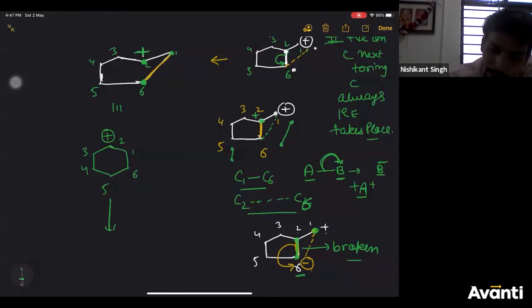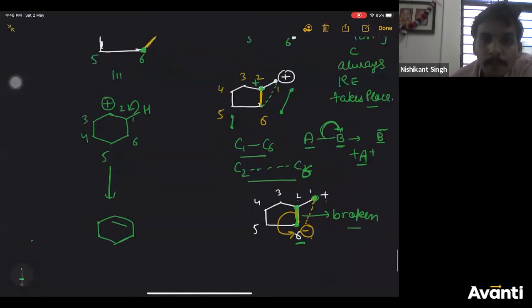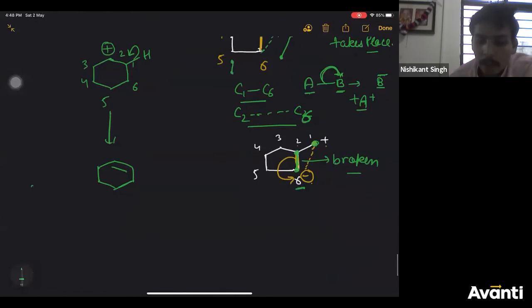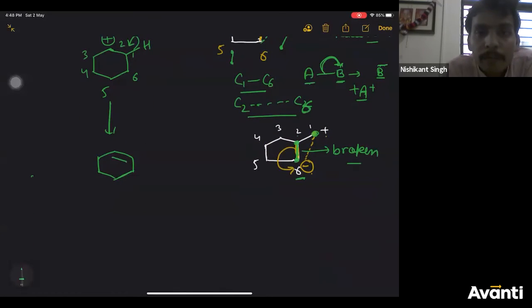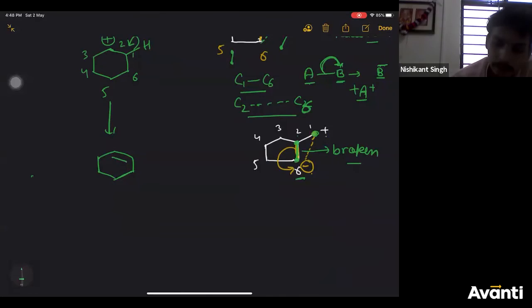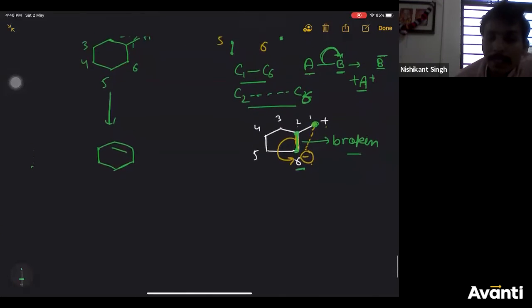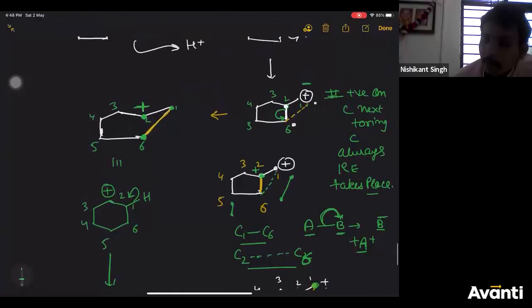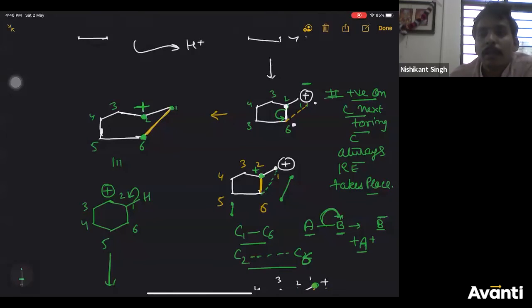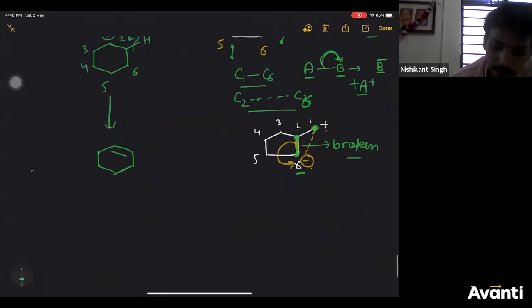Now in the last step, what will happen? From the next carbon, H plus will be lost, so that you will get a double bond. You'll get a cyclohexene, right? So your product obtained will be cyclohexene. So remember this. This is an example of ring expansion. When will it happen? Whenever a carbon next to a ring carbon has a positive charge, ring expansion will take place.